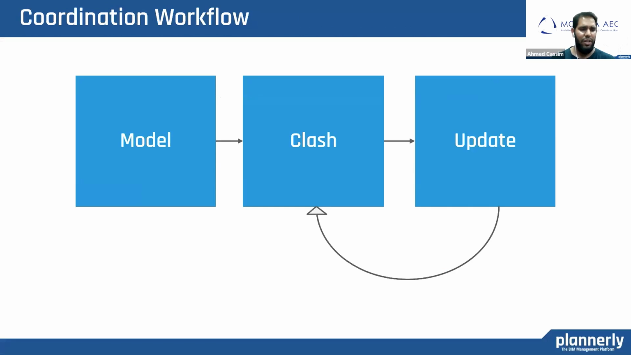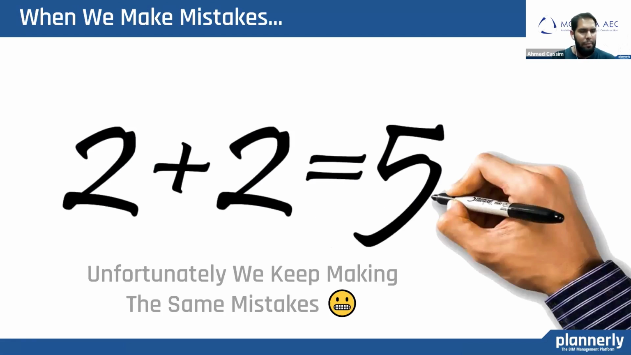So the typical workflow is that we model for a week or two, and then we have the coordination meetings and find clashes. And another 2 weeks and update our models, and then we do the cycle over a few months to try and get good quality clash-free models. And yet after all that going back and forth, we still end up making these mistakes.